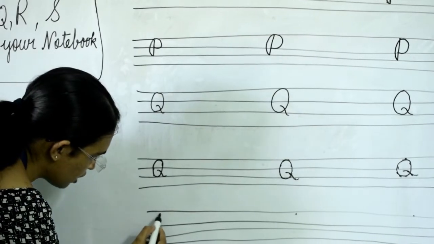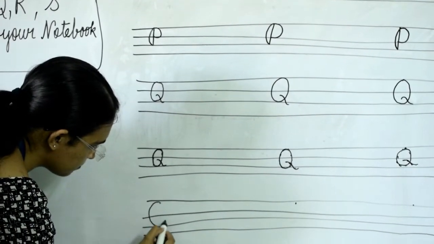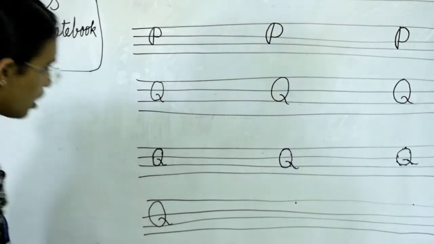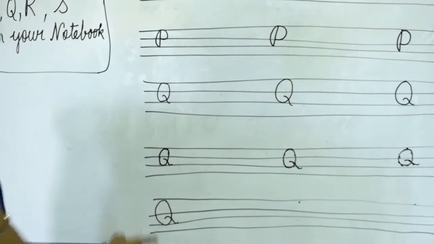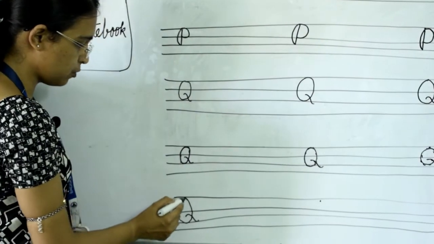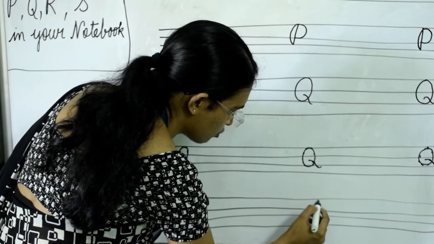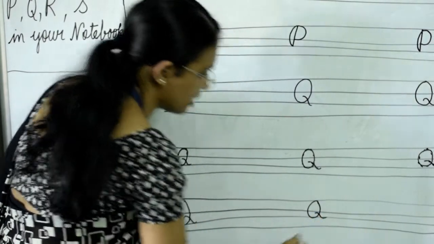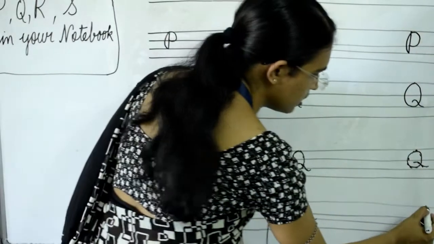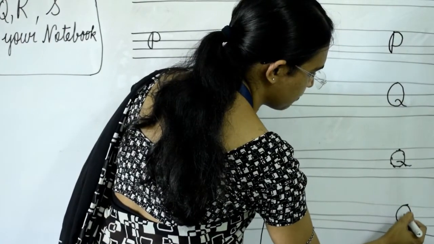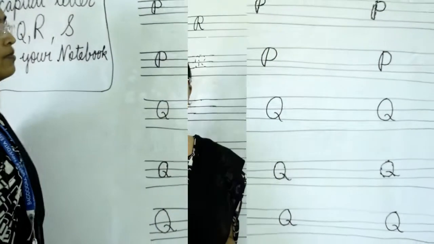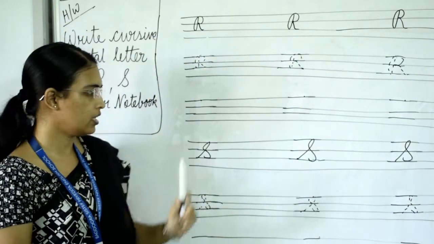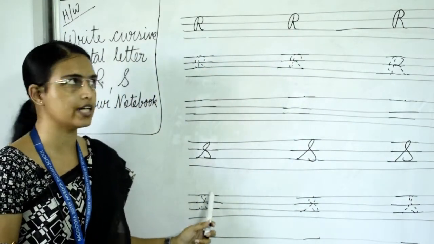So for this, first draw a circle like this, then from here you have to draw a curved line like this. This is cursive capital letter Q. Again you have to draw a circle like this, then draw a curved line like this. This is cursive capital letter Q. Okay, now we will write cursive capital letter R and cursive capital letter S.